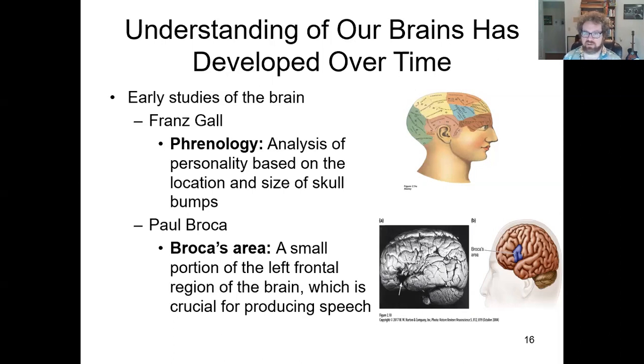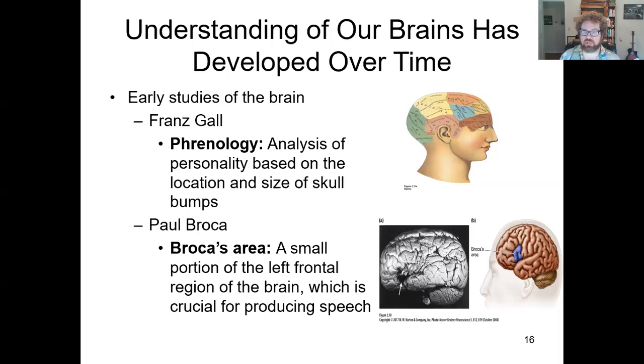You can see how this is kind of ridiculous sounding now, but the idea was that different parts of the brain, their size and strength, could be inferred by taking these measurements of the skull, which we now know is completely ridiculous. But there was one kernel of truth that the phrenologists did have on their side, and that is the idea that different parts of the brain have different responsibilities.